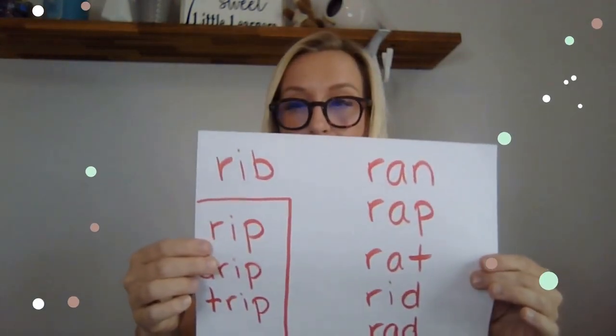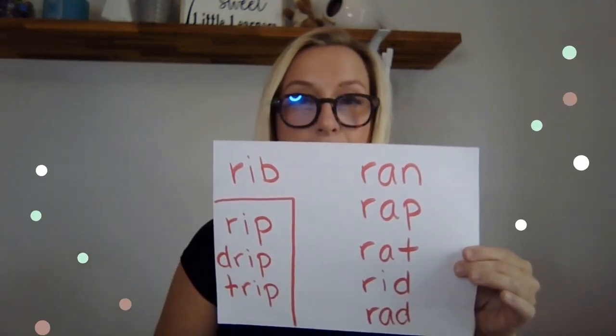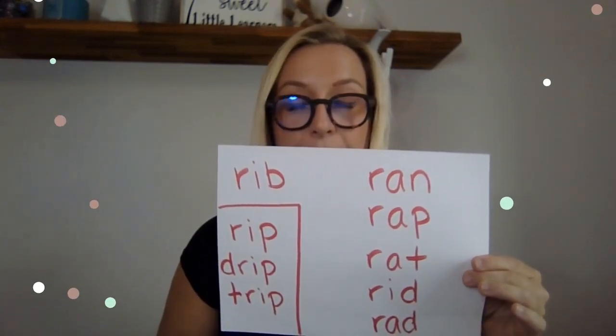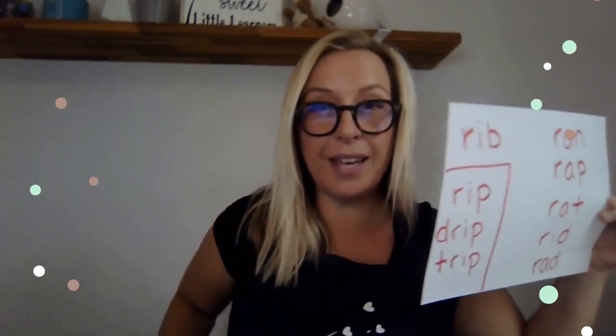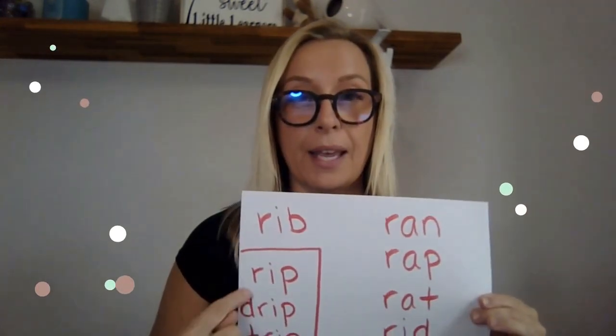Now we're going to look at some word families. Some of these word families we've already done. So, ib. We're going to start the ib word family. So, rib. Has anybody ever eaten ribs before? We have ribs on us, don't we? Yeah. Now, this is the ip word family. Ip.